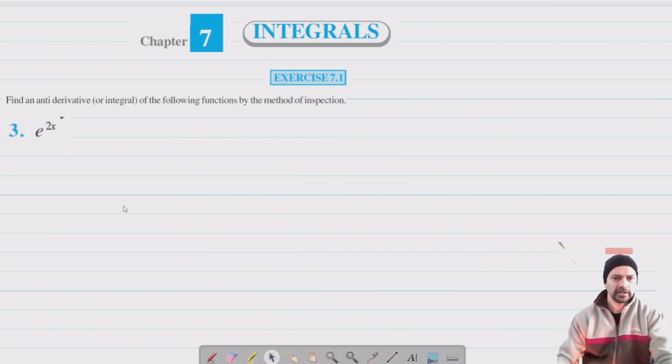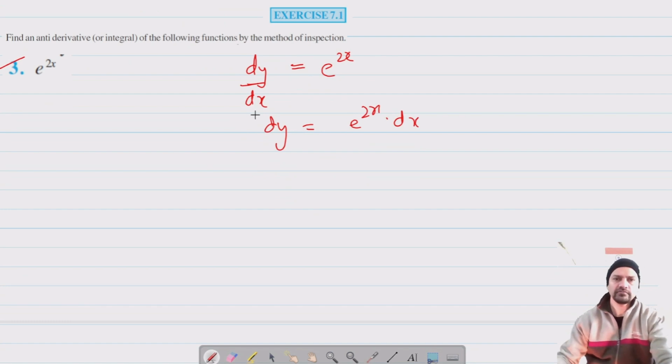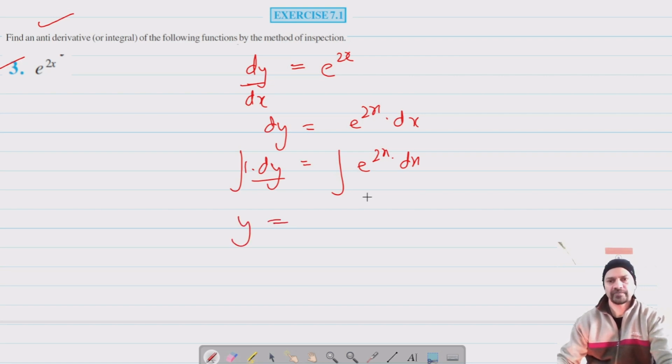And we have to find the antiderivative in question number 3, so that means we are given the derivative, and it's dy by dx is equal to e raised to the power 2x. And let's separate the variables. So it's e raised to the power 2x into dx. And because we have to find the antiderivative, let's start the process of integration. And 1 into dy gives us the function y.